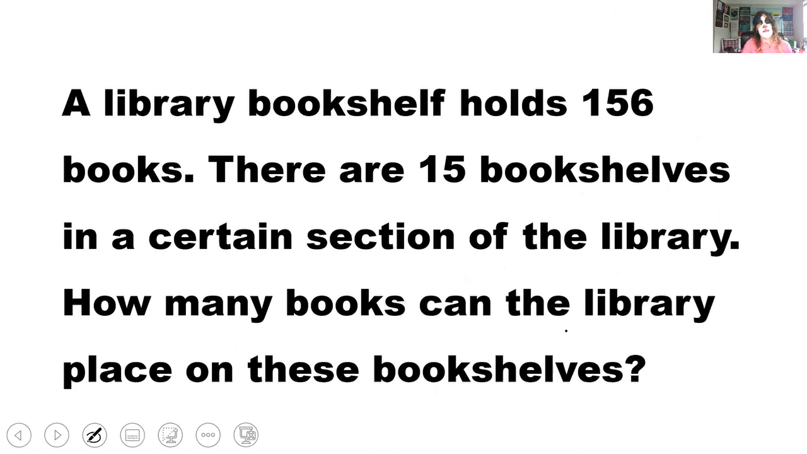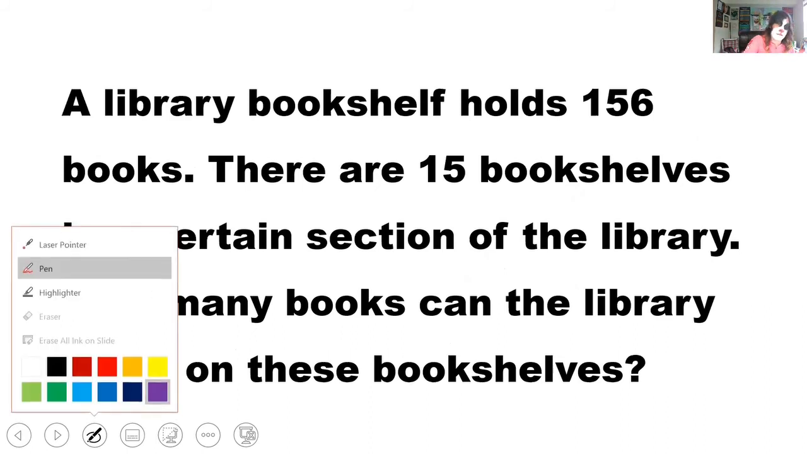Okay, here is number 9 on page 62 of your math workbooks. Okay, a library bookshelf holds 156 books. There are 15 bookshelves in a certain section of the library. How many books can the library place on these bookshelves?